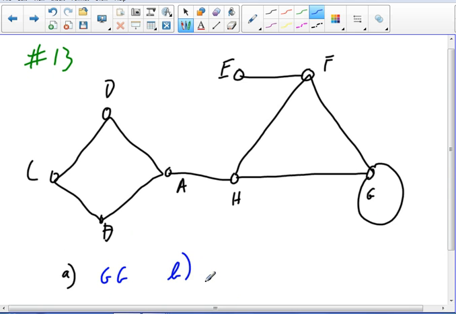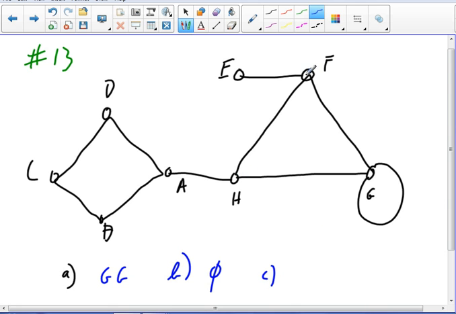B. Find all the circuits of length 2. Boom, boom, boom, boom, boom. 1, 2, 1, 2. That's 0. There are none. There's no circuits of length 2. I can't get back to where I started from with only 2. C. Find all the circuits of length 3.